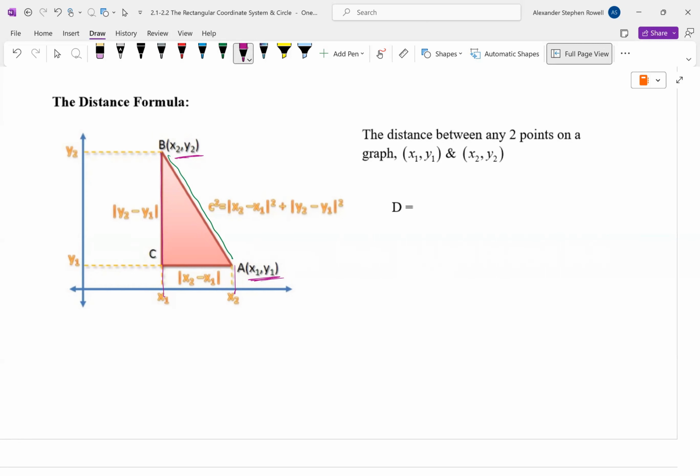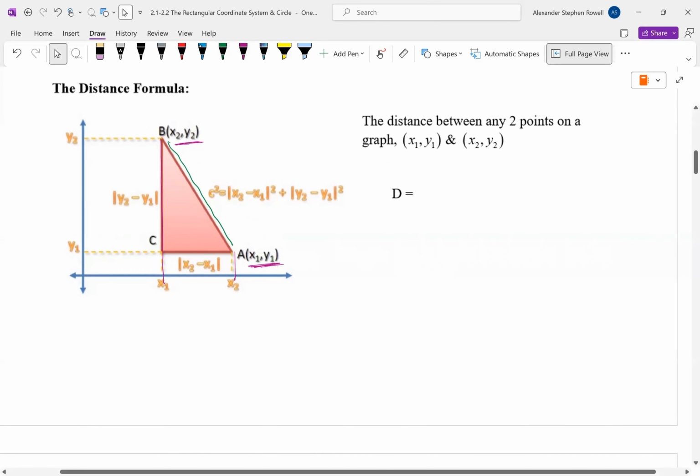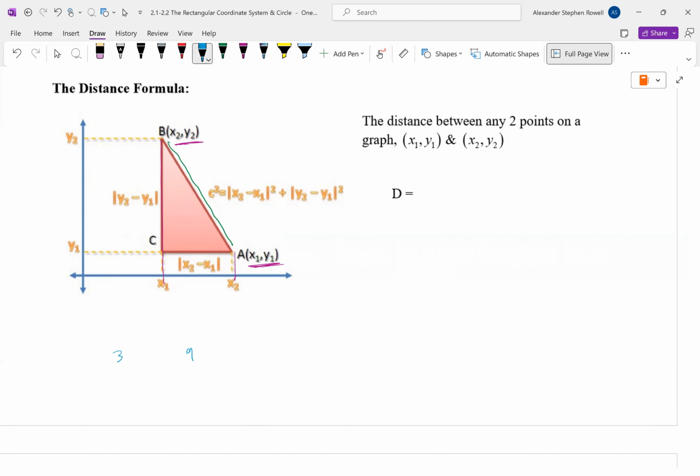How do you find the distance between two numbers? All right, what's the distance between 3 and 9? 6. How did you get 6? Subtracted? Wait, but if I do 3 minus 9, I get -6. How do I make sure distance is always positive? Take the absolute value. Likewise, I take the x values, x1, x2, I subtract them and take the absolute value.